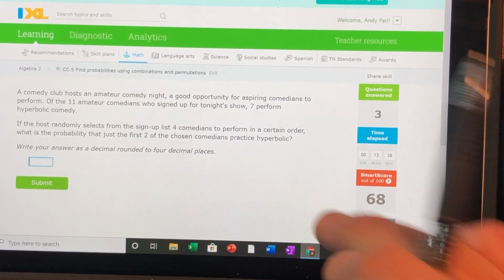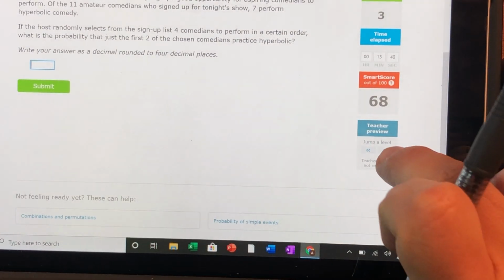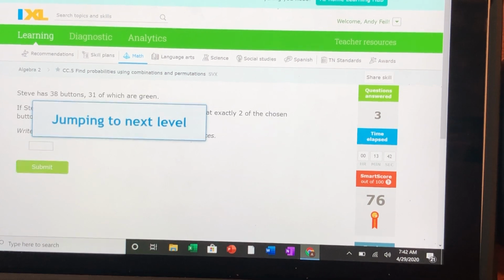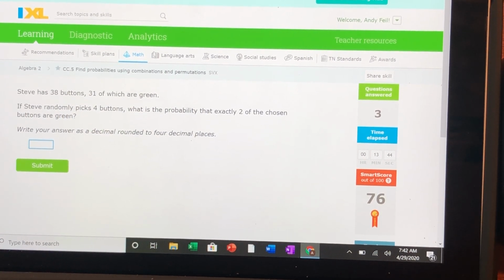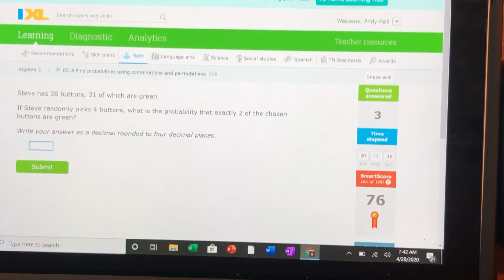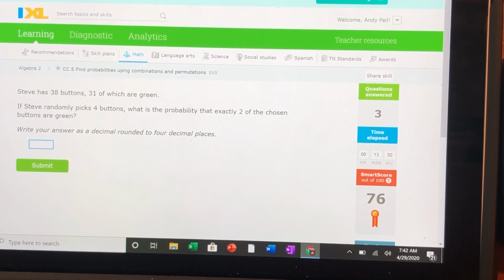Let's jump up a level and see if they can make these any more difficult. Okay, let's go to this one, 76. If we can do 76, then we can do any of them. Steve has 38 buttons, 31 of which are green. If Steve randomly selects 4 buttons, what is the probability that exactly 2 of the chosen buttons are green?